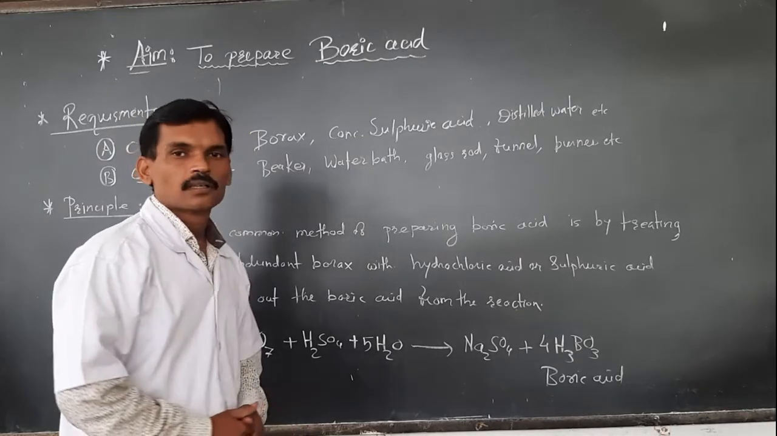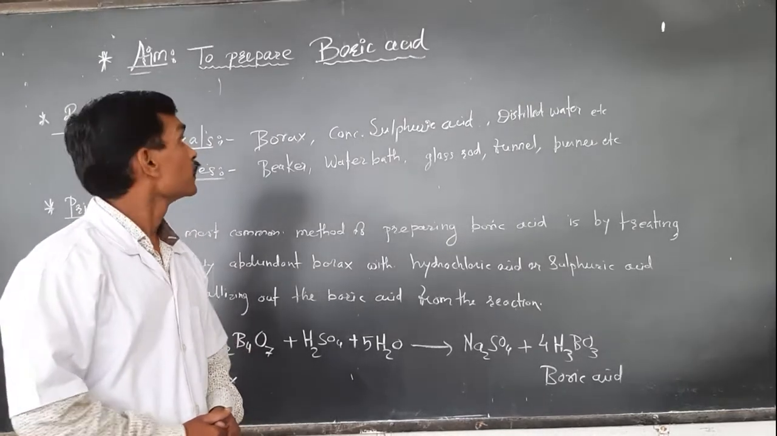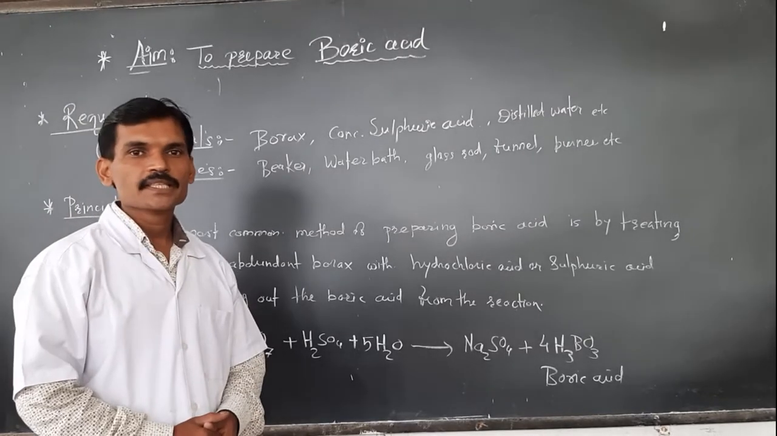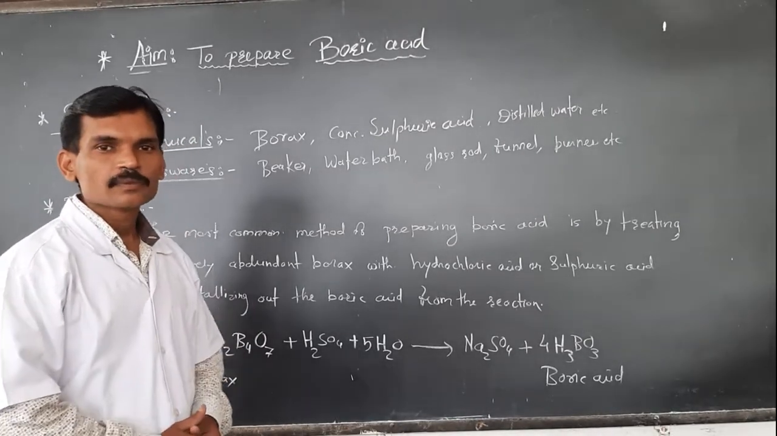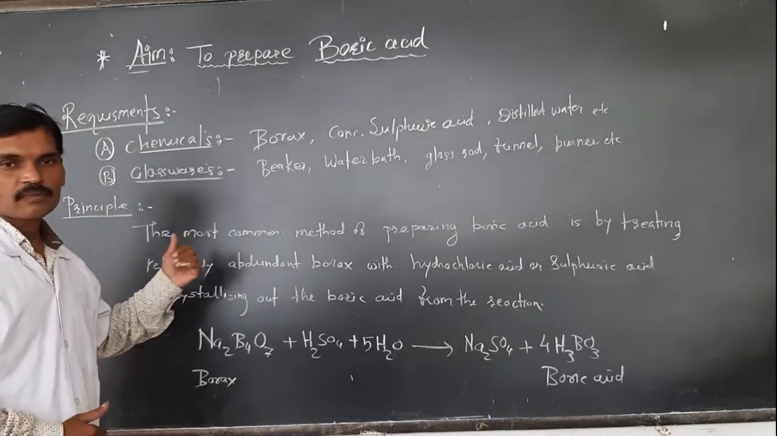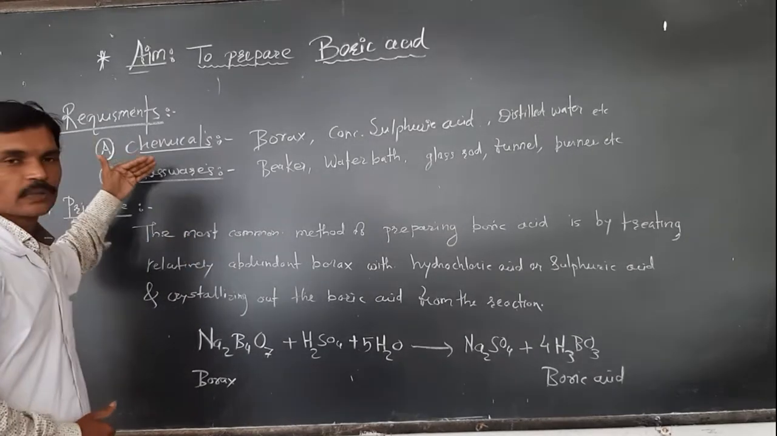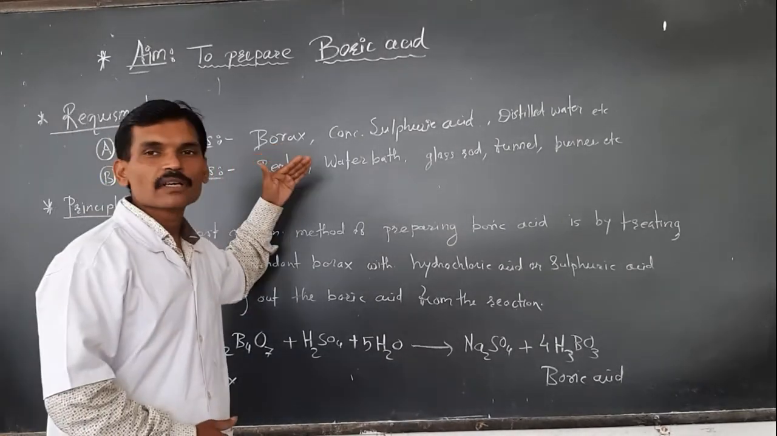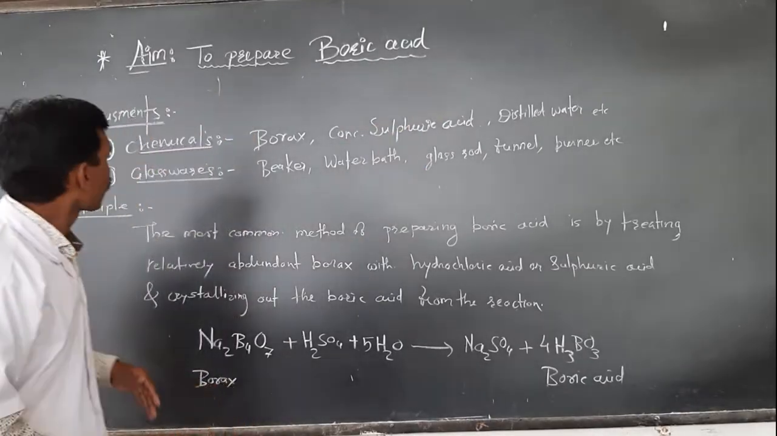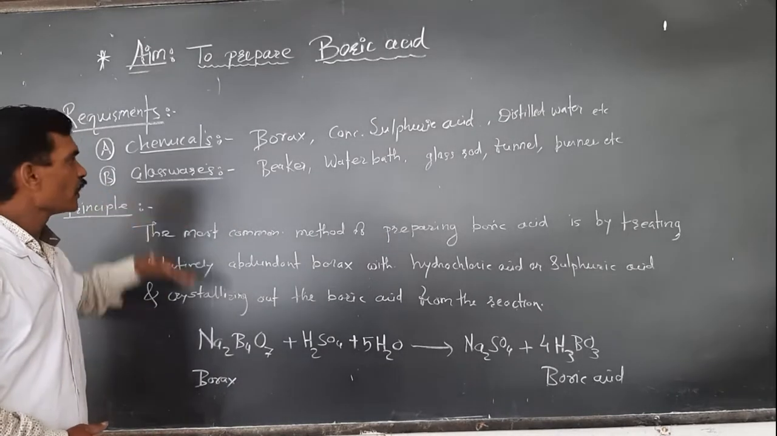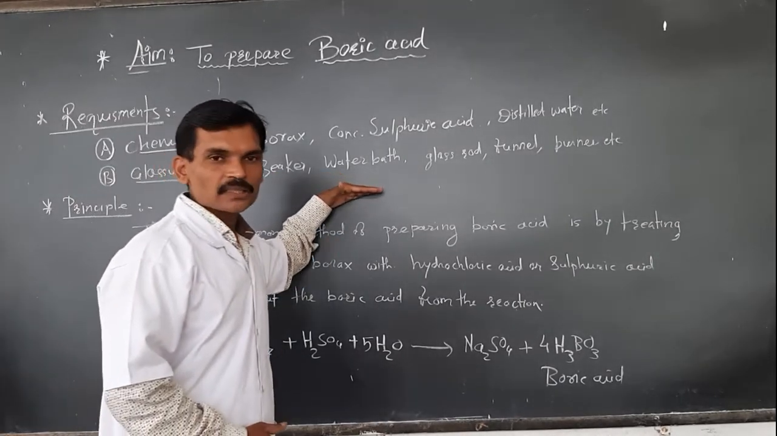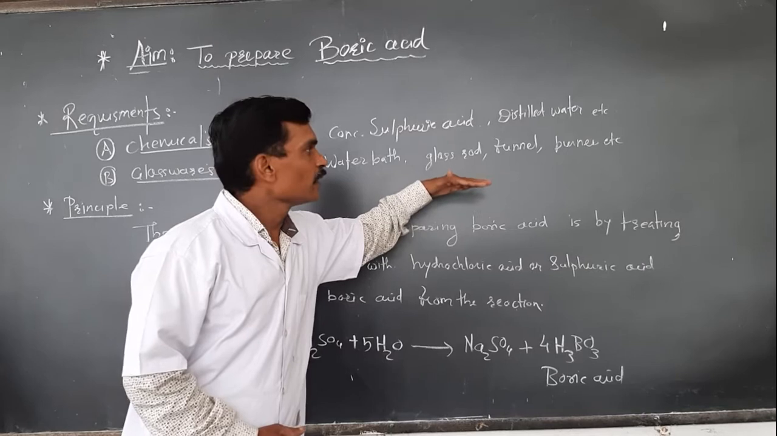Hello friends, welcome to this session. Today's session we are going to prepare boric acid. So the aim of our today's practical is to prepare boric acid. All of you are familiar that boric acid is an anti-infective agent. So the requirements for today's practical: we require chemicals, here we require borax, concentrated sulfuric acid, distilled water. Now the requirement of glassware: here we require 2 beakers of 250 ml capacity, water bath, glass rod, filtration assembly, funnel, burner, etc.